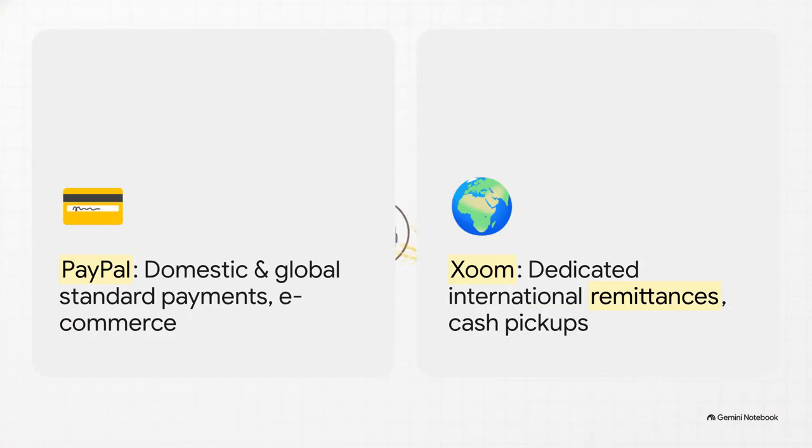Right off the bat, there's a really common point of confusion I want to clear up regarding Xoom's ownership. Xoom was actually founded back in 2001, and then PayPal acquired them in 2015. But, and this is key, they are totally distinct platforms. You know PayPal, right? It's your global standard for domestic transfers and everyday e-commerce. Xoom, however, operates under that PayPal umbrella specifically as a dedicated international remittance platform. It connects you to over 160 countries, and it offers really unique delivery methods that standard PayPal just doesn't do, like cash pickups and even mobile phone top-ups.